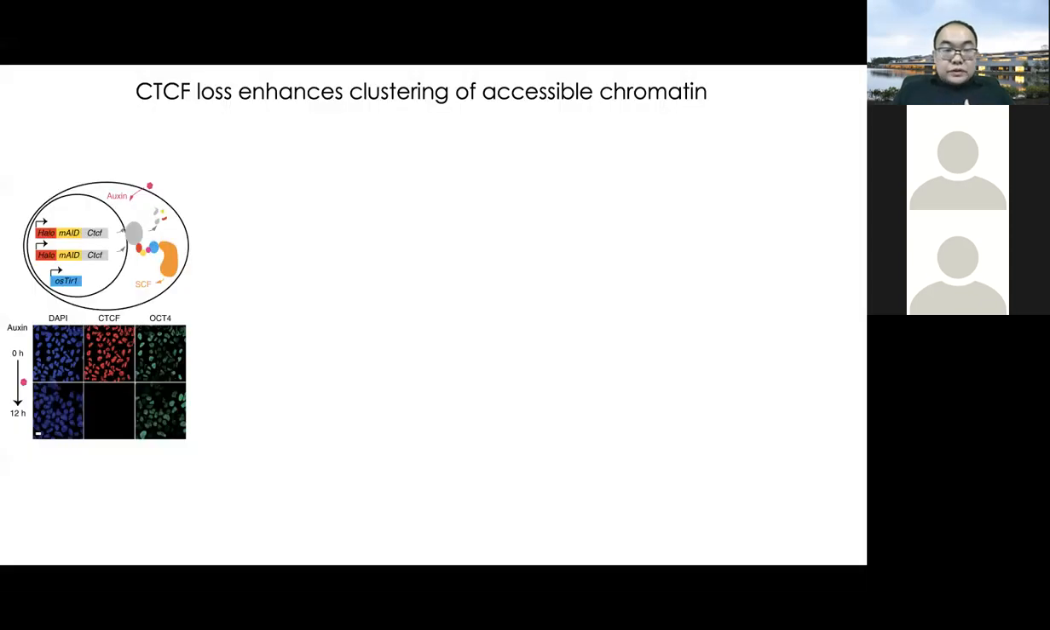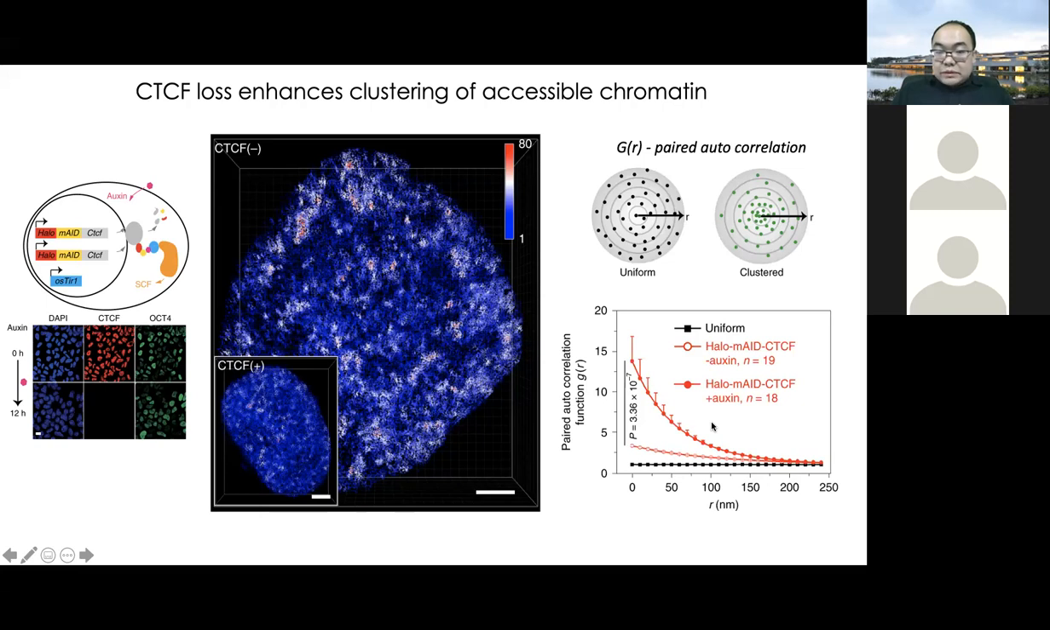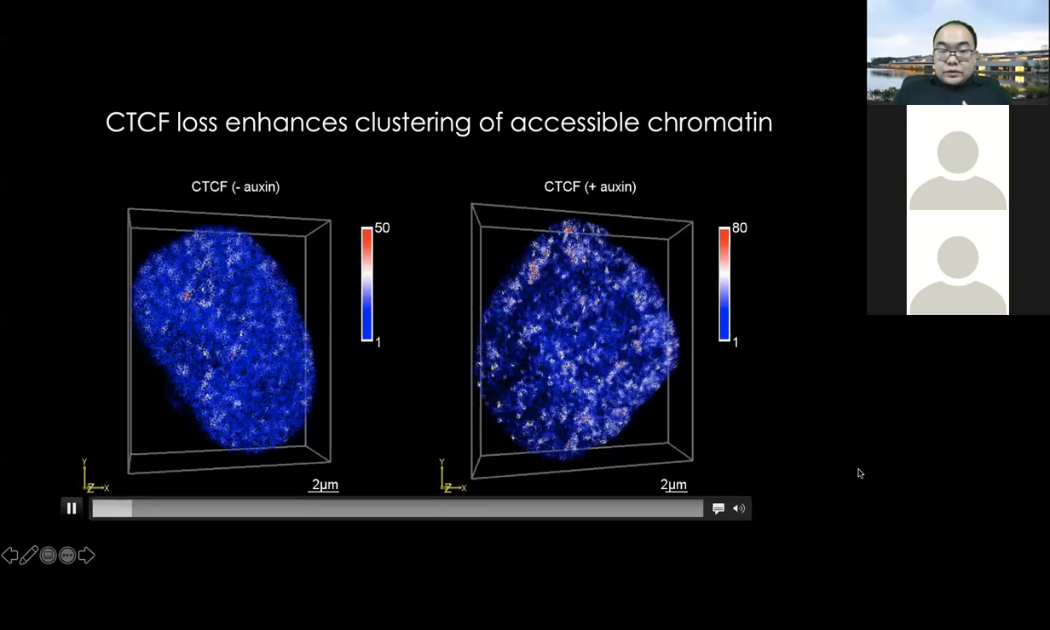To do so, we first generated an auxin-inducible degron system that allows us to very rapidly degrade CTCF molecules in the cells. And we coupled this depletion system with ATAC-PALM. What we found is that if we deplete CTCF molecules in the cells, we can induce dramatic clustering of accessible chromatin in single cells. Here we quantify the clustering with the pair correlation function. The only thing you need to know here is that the higher the amplitude, the higher the clustering. Here is just a zoomed-in single cell view.